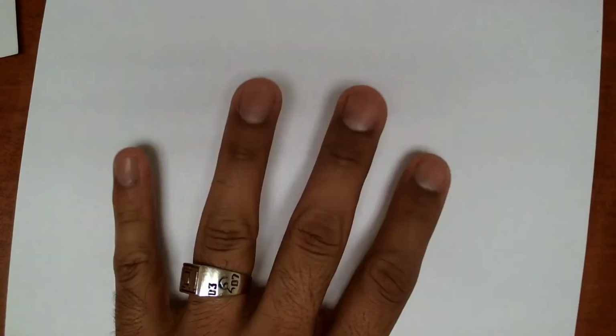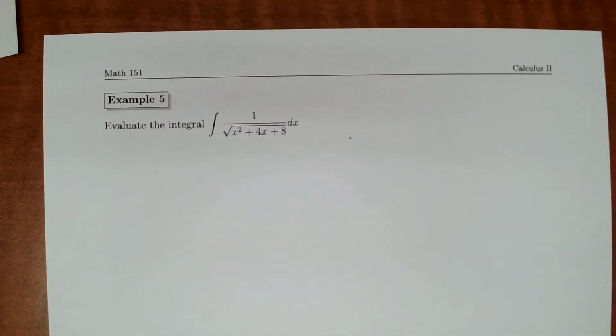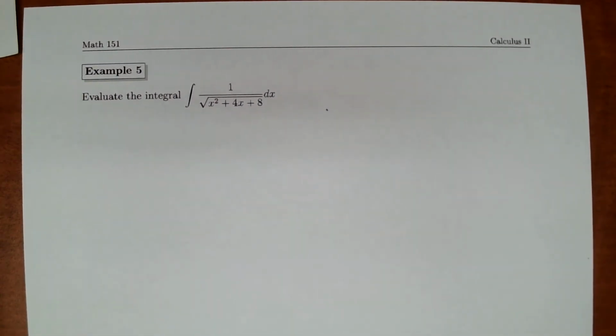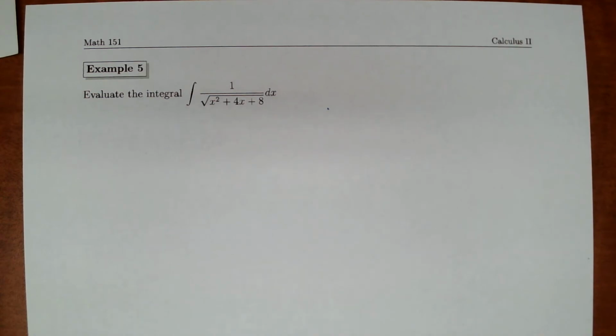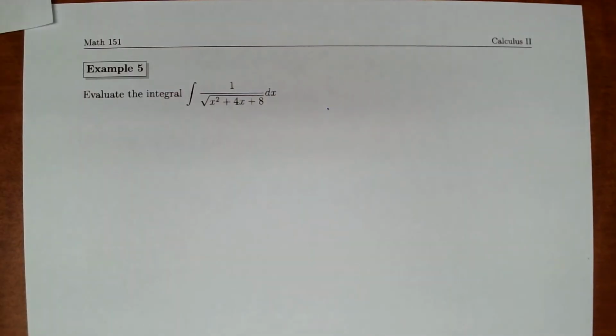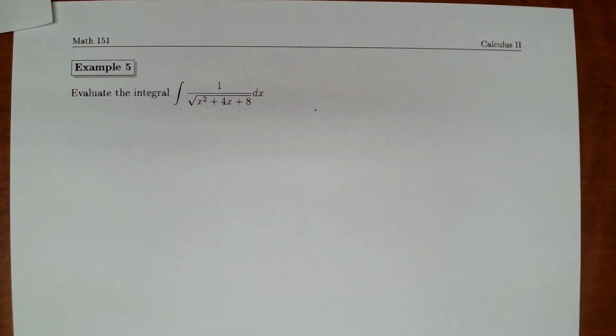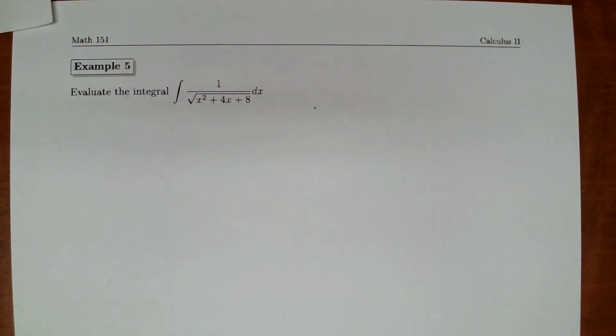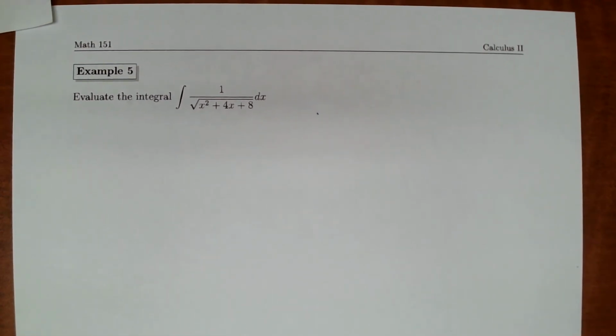All right, let's do the next example, example 5, or rather the last example. Example 5 has a different format than usual in this case, and so it's not in the form a squared plus u squared, or u squared minus a squared, or a squared minus u squared. Well, it's not in any of those formats. So this is what we're going to do.